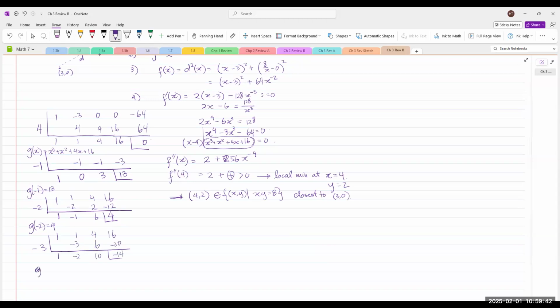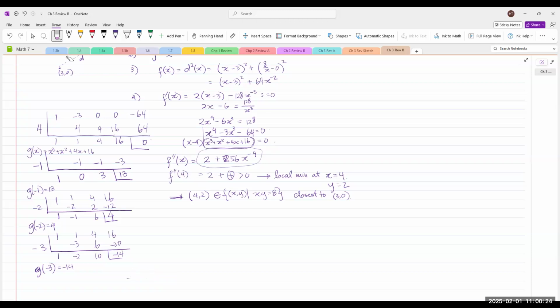Yeah, so what happened is between negative 3 and negative 2, we have a root. But the second derivative is also positive from what I see here. So that's a local minimum also. I honestly don't know what the number is there.